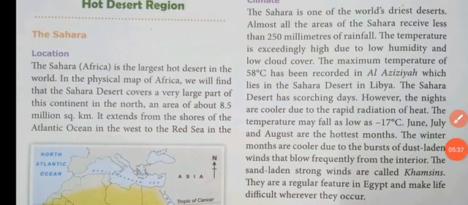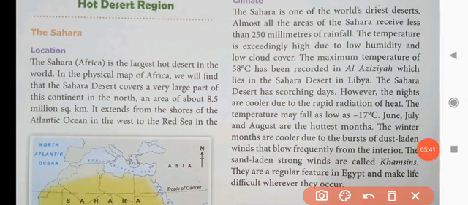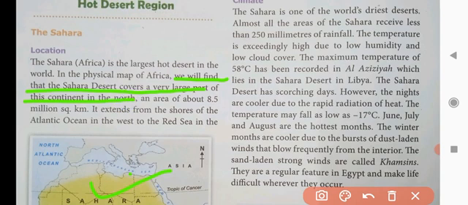See, in the physical map of Africa which I have shown you, this is called the physical map. Here on the map of Africa, we will find the Sahara Desert covered a very large part of this continent in the north. The area is about 8.5 million square kilometers. It extends from the shore of the Atlantic Ocean in the west to the Red Sea in the east.